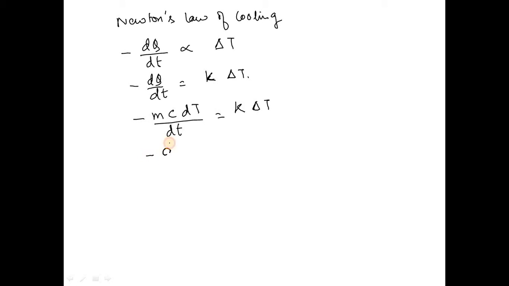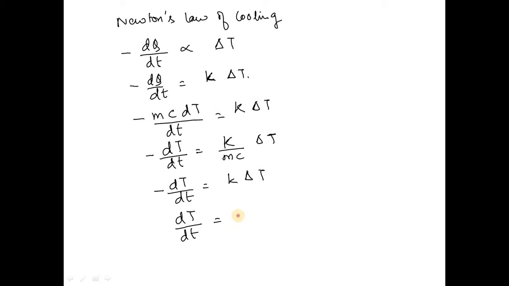So minus dT by dt equals K by mc del T. Now K is a constant of proportionality, m mass is a constant, and c specific heat is also constant. So this entire thing K by mc I can change into a single constant, which is small k. So dT by dt equals minus k del T. This expression we are going to use a lot.